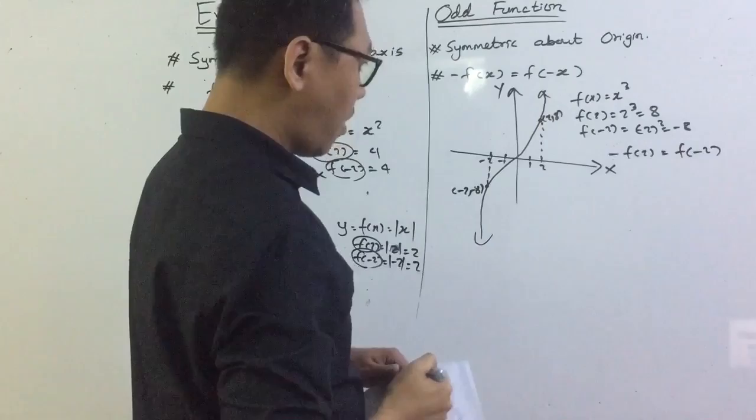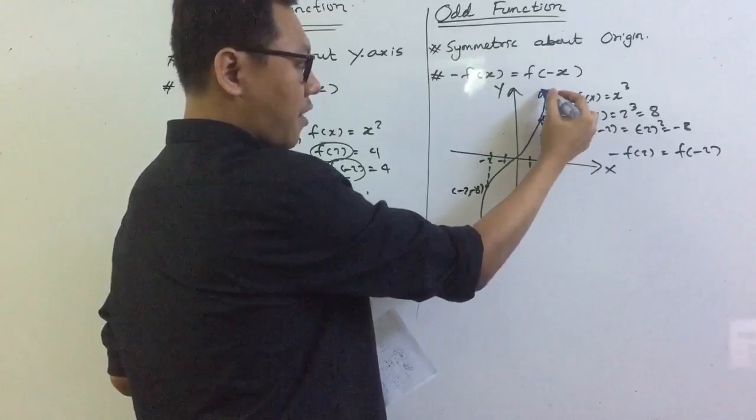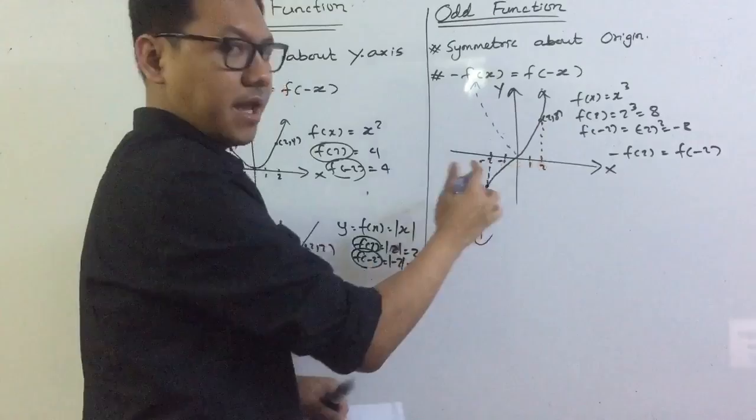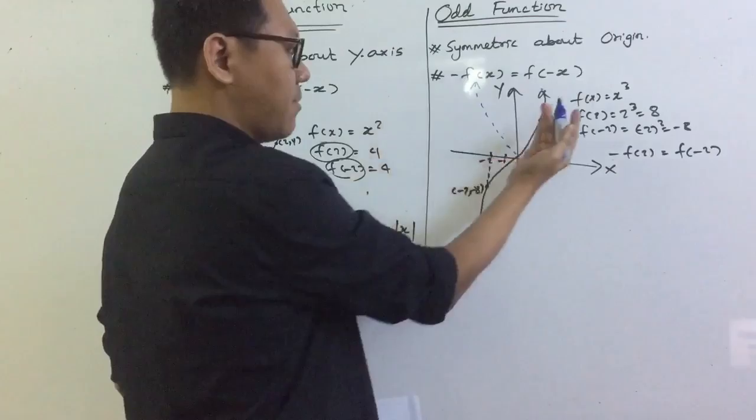And let's talk about symmetry about the origin. Symmetry about the origin means, if you reflect this part from here to here in the y-axis, you will get this shape, right? And then if you reflect again in the x-axis, it will be symmetric. So it has two reflections: first you do it in y, and then you do it in x.